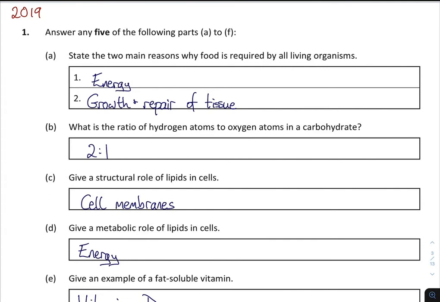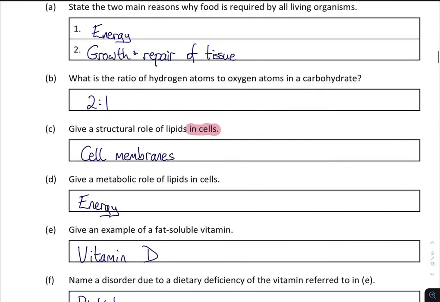Give a structural role of lipids in cells. Be careful with this one. This one caught a lot of students out. A lot of students said insulation for a structural role, and they would have got no marks. The reason is that for this question, they specifically referred to cells. In previous questions, they just asked to name a structural role. So if it's asking for a structural role in a cell, it has to be the cell membrane. If it doesn't specify the cell, you can say insulation or you can say cell membrane.